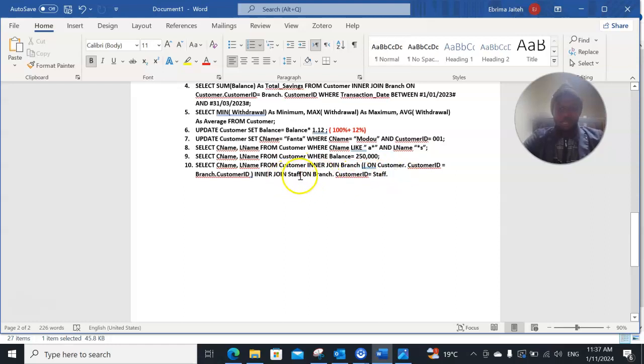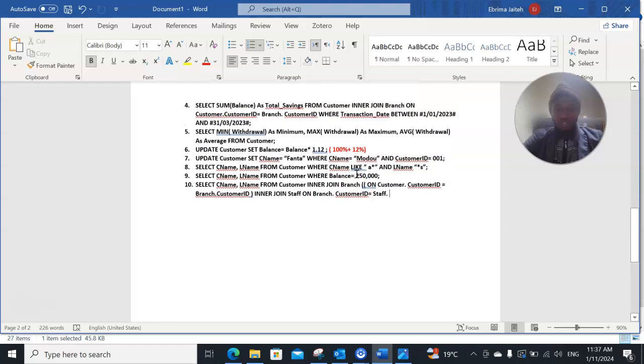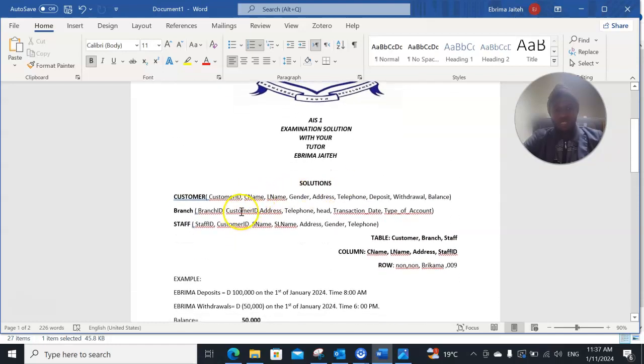So inner join staff on branch dot customer ID. In this question, as I mentioned earlier, they are using customer ID as the foreign key of all the 3 tables. But as usual, you don't use customer ID to create a relationship between the branch and the staff, because branch is a separate entity. To connect the relationship between staff and the branch, it can be a branch ID, that's fine. Under the staff table, we can have branch ID also as a foreign key. So that it can meet the rules of an inner join. The inner join must have a primary key and a foreign key. But you can see here the customer ID is not a primary key, but it's a foreign key here, and also a foreign key here.